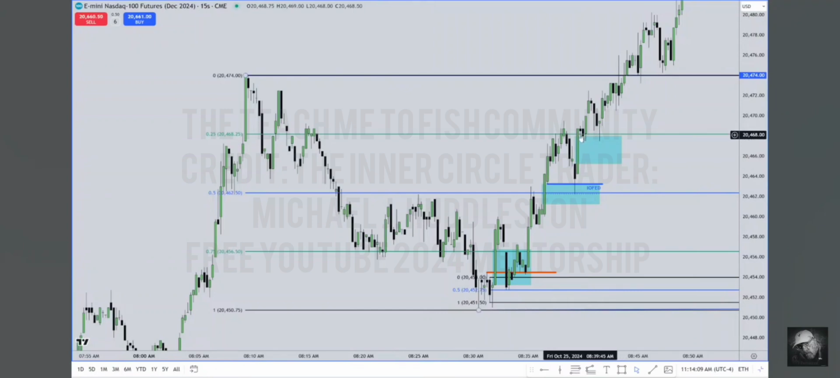Same thing here. This candlestick's low is the high of this blue shaded area, the fair value gap. So it's trading back down into that.